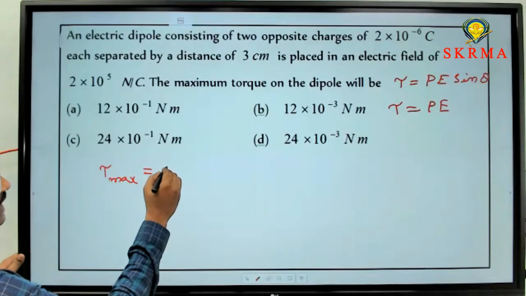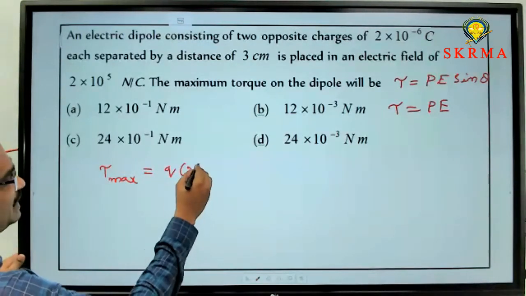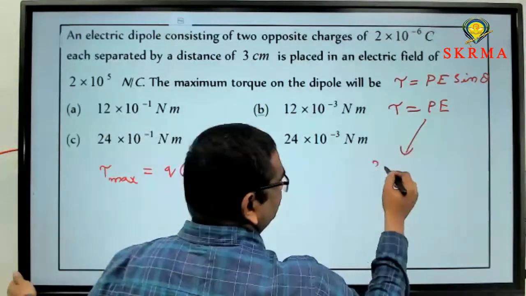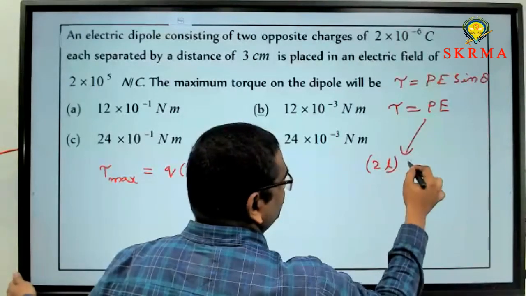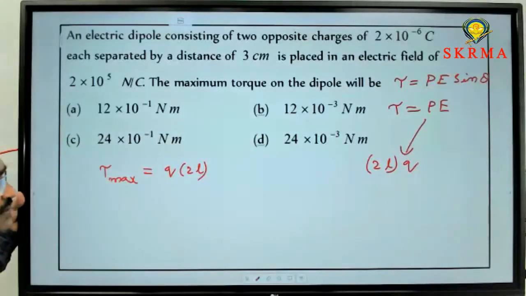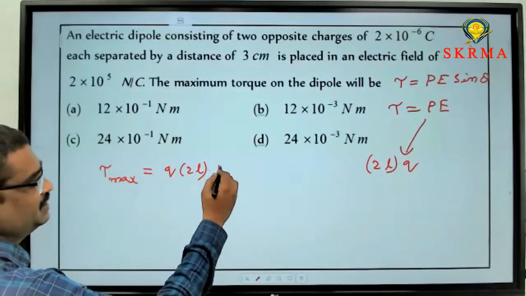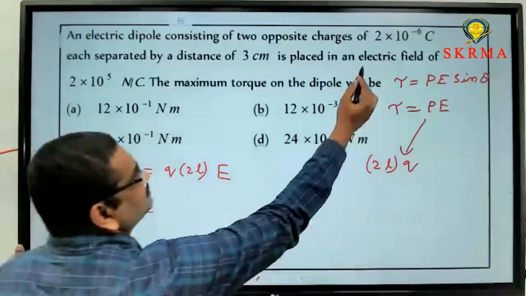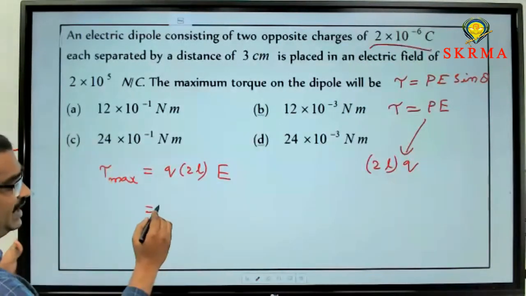The dipole moment can be written as Q into 2L. What is the formula for P? 2L into Q. Substitute that one: Q into 2L, and E we write as it is. Substitute all these values. What is the value of charge? 2 into 10 power minus 6.